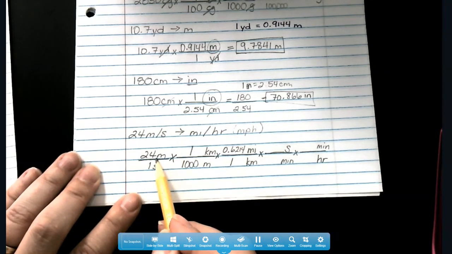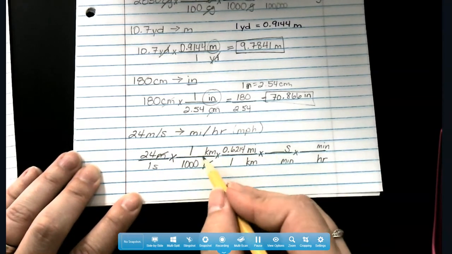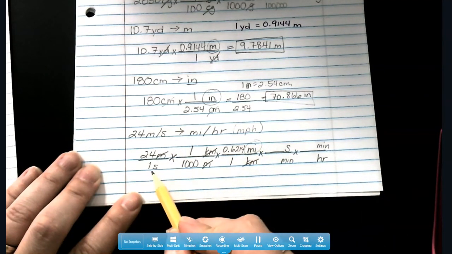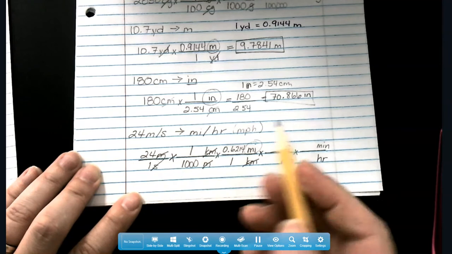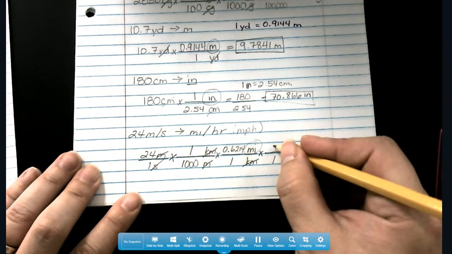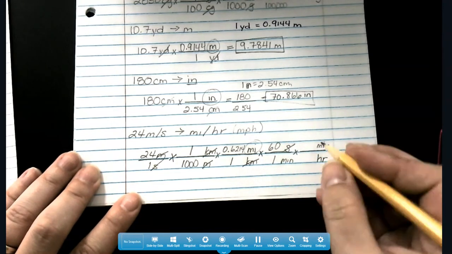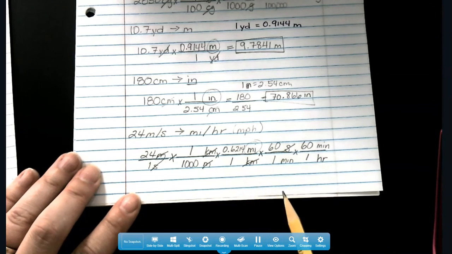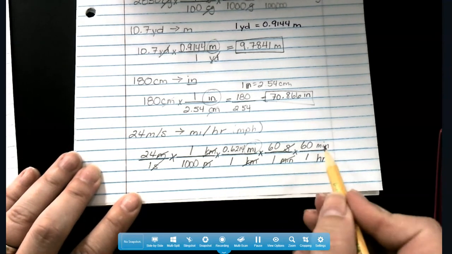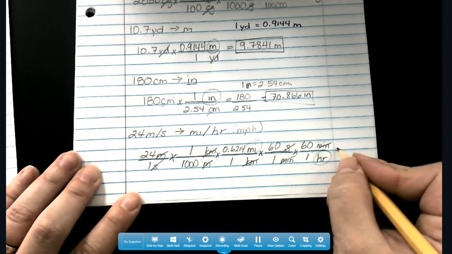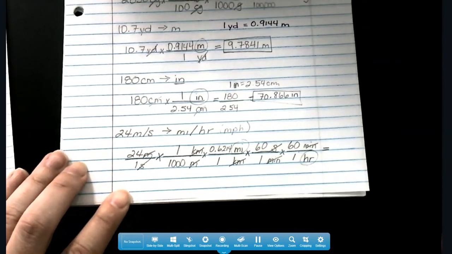So now we can come through and we can cancel this and this. Kilometers, kilometers, miles. Come back here, seconds cancels with this. And this, oh, I guess we skipped that one. 1 minute. There's 60 seconds for every minute. Hopefully you know that. 60 minutes for every 1 hour. It shouldn't be something you have to look up. Minutes, cancel, we're left with hours. So miles per hour. Now all that's left to do is the math part.